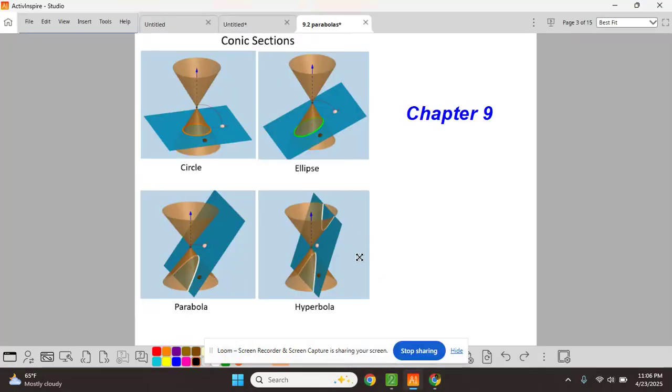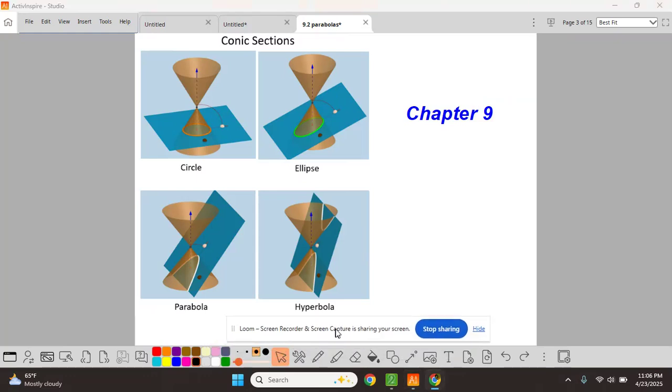Today we're going to learn about conic sections, chapter 9. Imagine that you have a perfect cone, an ice cream cone, and you have a flat knife. Imagine it cuts straight across the tip horizontally. This is your knife here, and this is your ice cream cone. It will cut and it will form a circle.